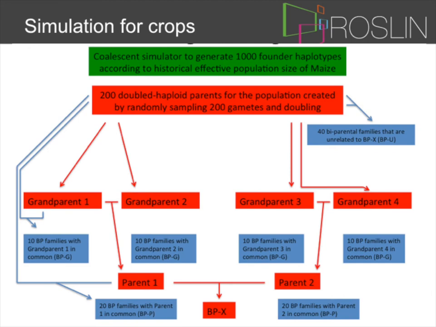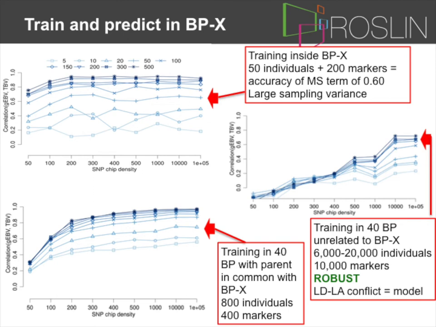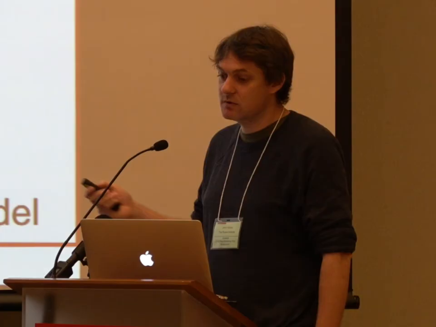And there were lots of scenarios, but the simple message is here I've got SNP density, here I've got accuracy of within Mendelian sampling accuracy, so accuracy within the family, and on this axis, or these colors, are the number of individuals I have in each of the families that I use to do my genomic selection training. So let's say I wanted to hit an accuracy of 0.6. When I train my genomic selection training set within this focal biparental family called X, I need 50 individuals and 200 markers to hit an accuracy of 0.6. There is a problem that this is subject to a large sampling variance, which means it will work in some families and it will not work in other families.